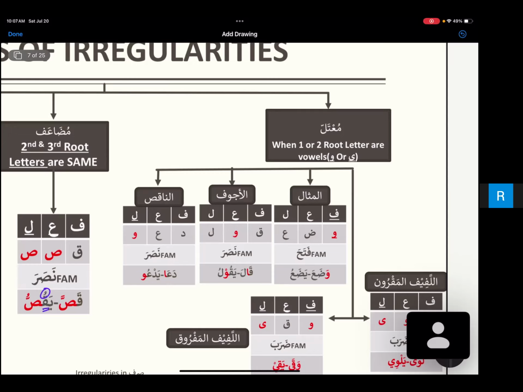Then third one is Naqis. So Naqis means when the Lam kalima is either Waw or Ya. And further we can say Naqis Wawi and Naqis Yai. Example over here is Da'a Yad'u. And we discussed how we are going to know that it is Naqis Wawi or Yai. Always you're going to go to Mudari'. And Mudari' is going to help you know what was the actual root letter.